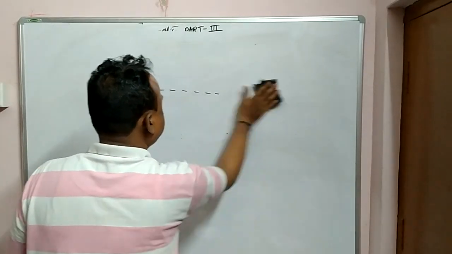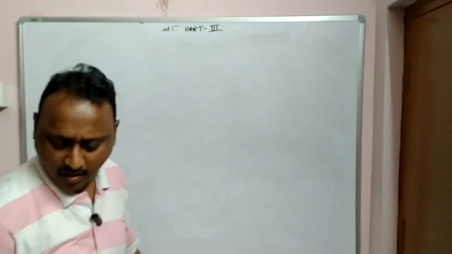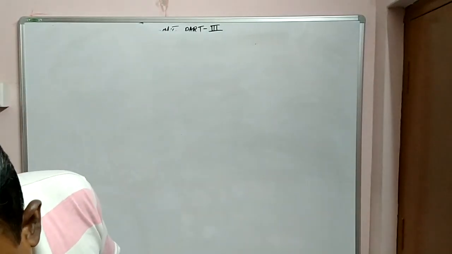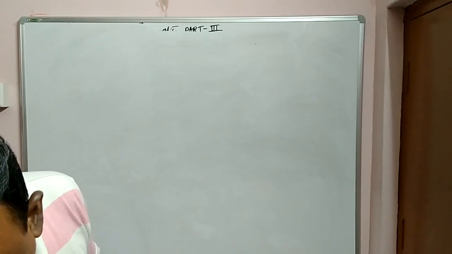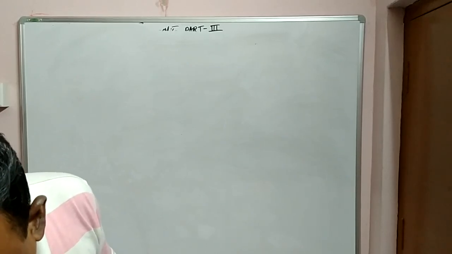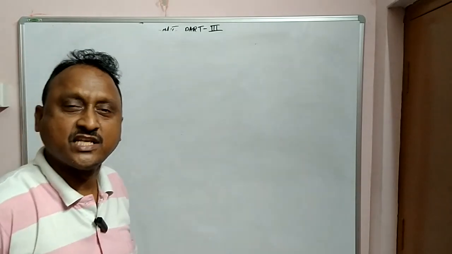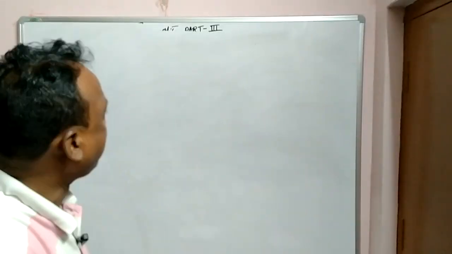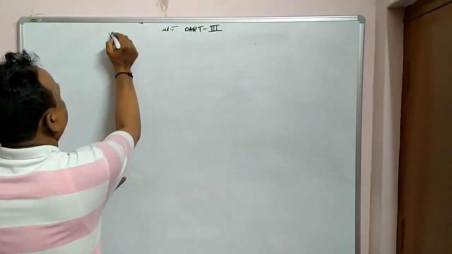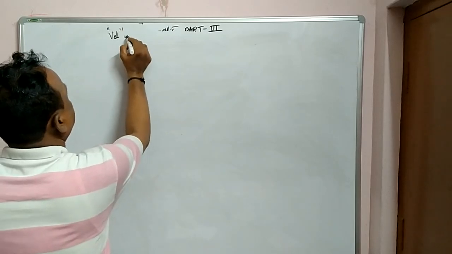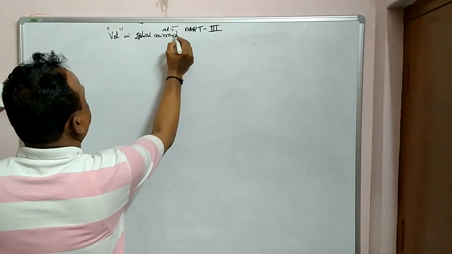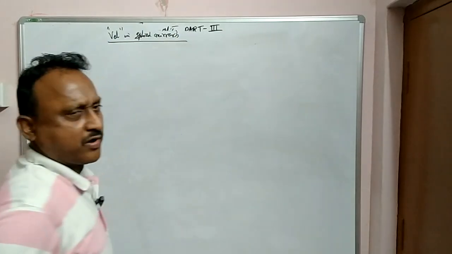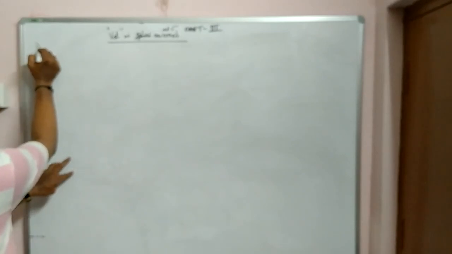Now let us go to the next one. After combination of mirrors, let us go to the next case, that is velocity in spherical mirrors. Very very important. Velocity in spherical mirrors. Very very important. ఇందులో మీకు 4 cases ఉన్నాయి, 4 cases. All those I'll be telling you.